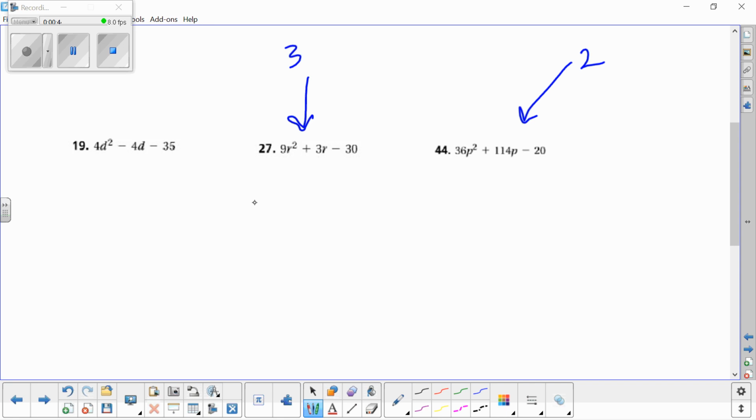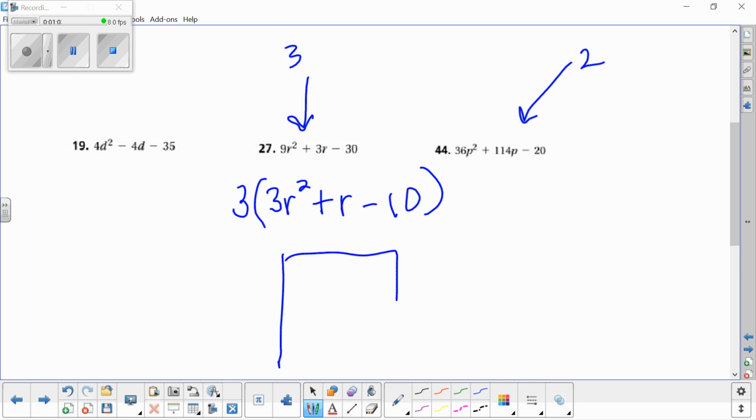So I'll do number 27 with you, and then you can give number 44 a shot, see if you can do it. So the first thing we're going to do is factor out the 3. So that would be 3 times 3r squared plus r minus 10. Now I'm going to try and factor the 3r squared plus r minus 10. So we'll put the 3r squared there, the minus 10 there.